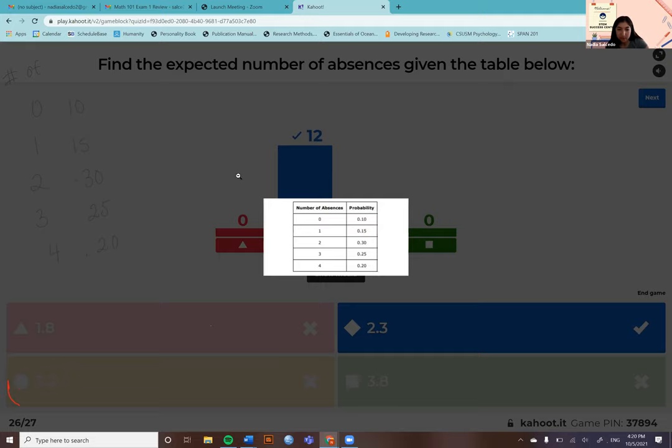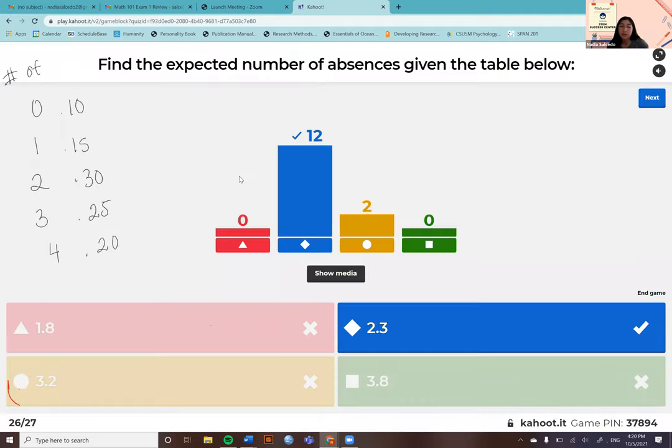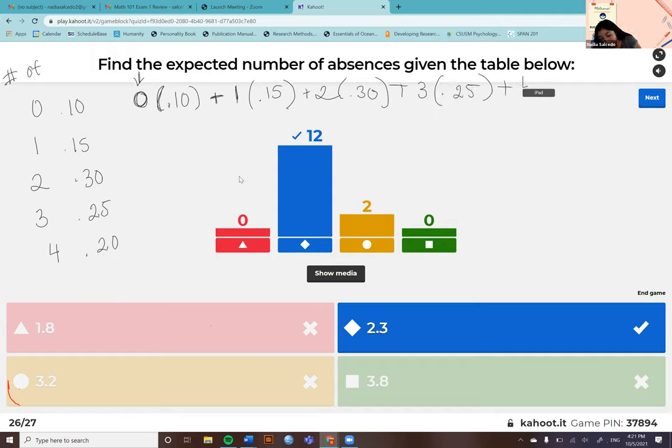So for this problem, since there's no profit or losses, it's basically asking us, what's the expected number of absences given the table below? So we're going to have to do 0 absences times the probability of getting 0 absences, which is 0.1 or 10%. Then we add that to 1 absence, and the probability of getting 1 absence is 15%. Then we add that to 2 absences. The probability of getting 2 absences is 30%. The probability of getting 3 absences is 25%. And the probability of getting 4 absences is 20%.